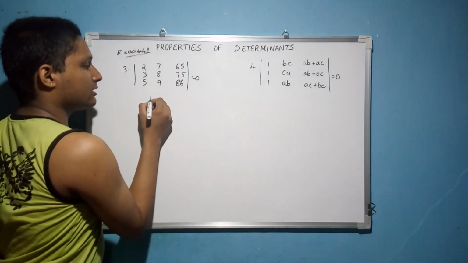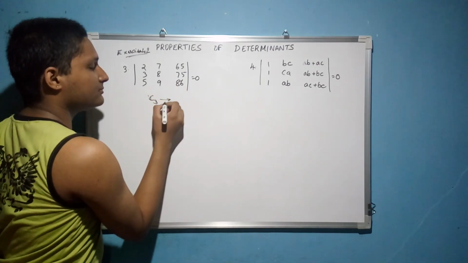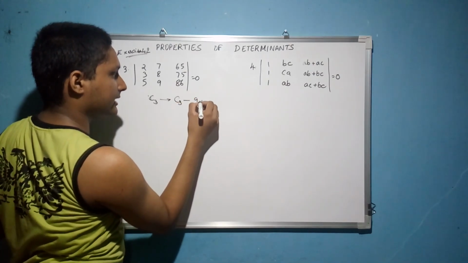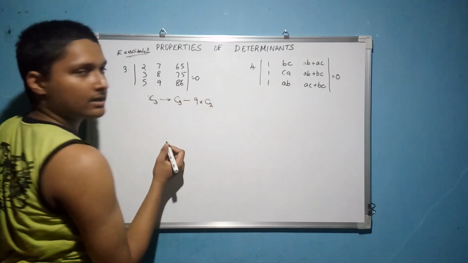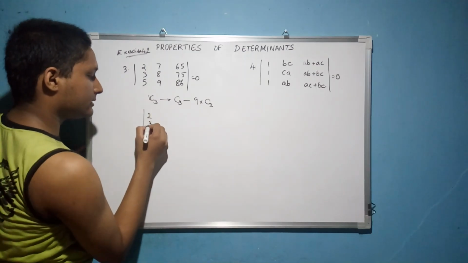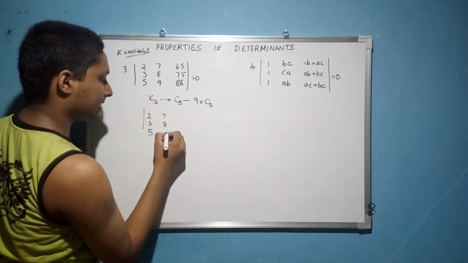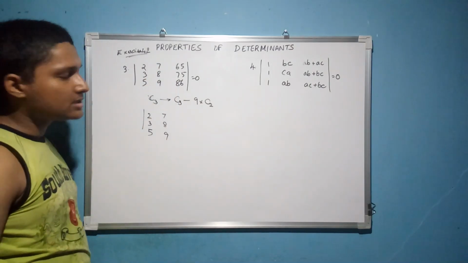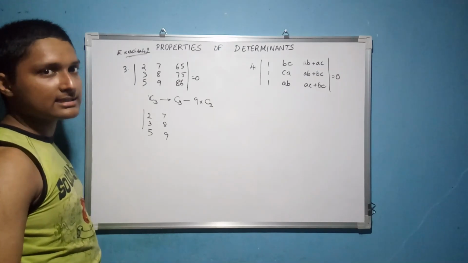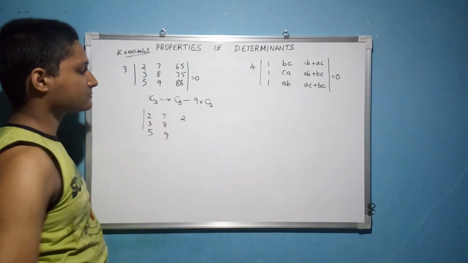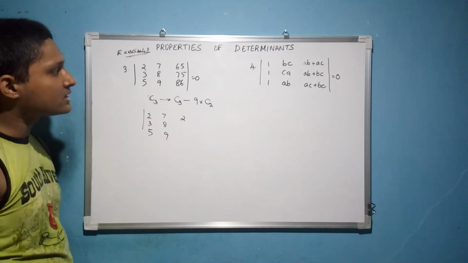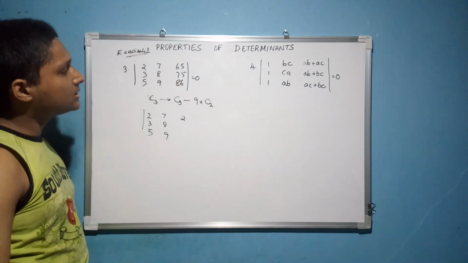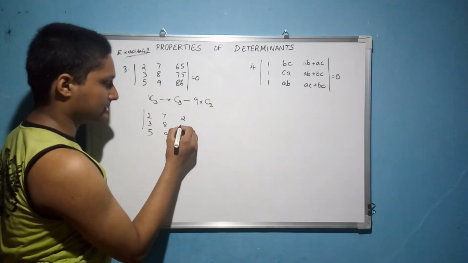Some operation I need to do on column 3. I need to change column 3 to column 3 minus 9 times column 2. What I'm going to get here is, 2, 3, 5 as it is, 7, 8, 9 as it is. So 65 minus 9 times 7, which is 63, you're going to get 2. Then you have 75 minus 9 times 8, and 9 times 8 is 72. So 75 minus 72, you're going to get 3 over there.